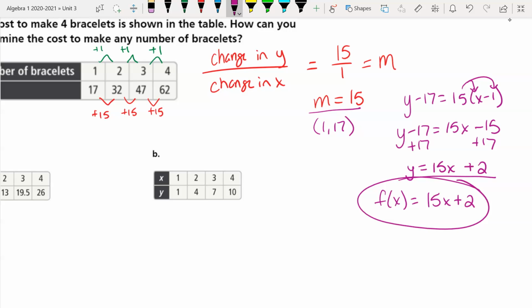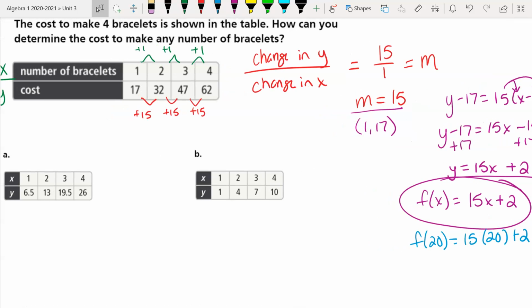Now, no matter how many bracelets I plug in, say it's 20 bracelets, I could find the answer. F of 20 equals 15 times 20 plus 2. Or if it was 22 bracelets or whatever it is. Now you have an equation that you could solve for any amount of bracelets that you were going to sell. Or the cost to make, sorry.